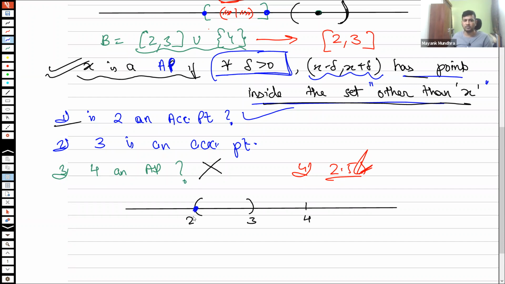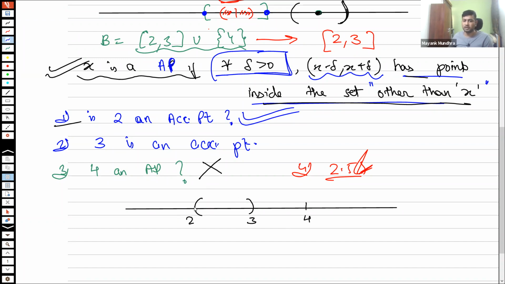Kanishka, is 2 an accumulation point? Yes, sir. Yes, very good. Okay, so 2 is an accumulation point because if you construct any neighborhood like this, the right points are going to be inside the set. So even though 2 is not included in the set, it is still an accumulation point. Okay.